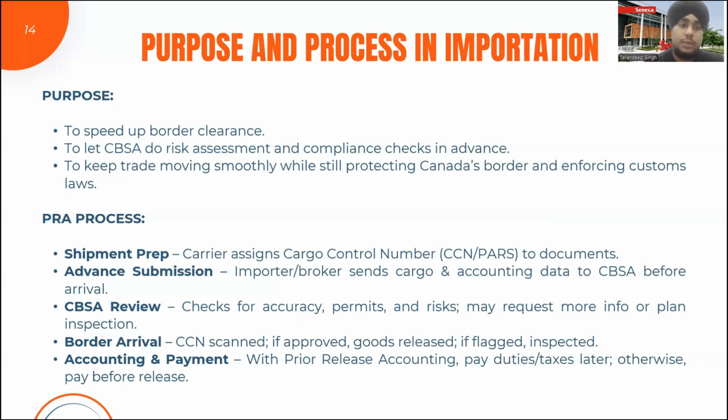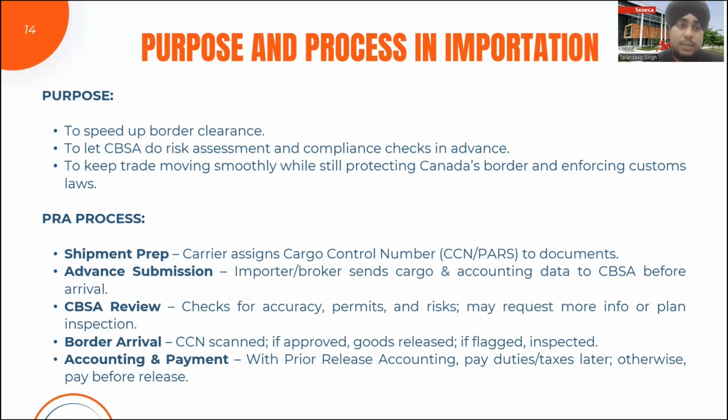It works together with Pre-Release Accounting, which lets qualified importers get goods released before paying duties and taxes if they have posted the required financial securities. For the PRA process, the first one is shipment preparation. The carrier assigns a cargo control number, often called a PARS number, to the shipment documents.